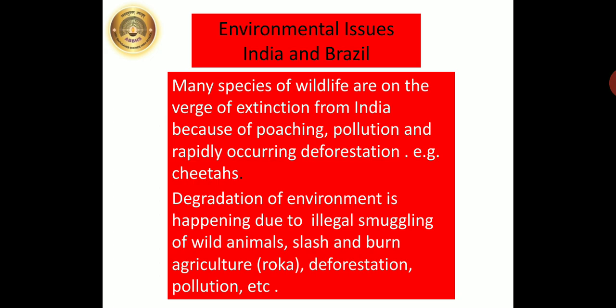The slash and burn agricultural method, that is the part of the forest that is used for agriculture. So this part of forest is cut down, it is burnt, and in that patch agricultural activities are carried out. Deforestation, pollution, etc. All these are the environmental issues faced by India and Brazil.